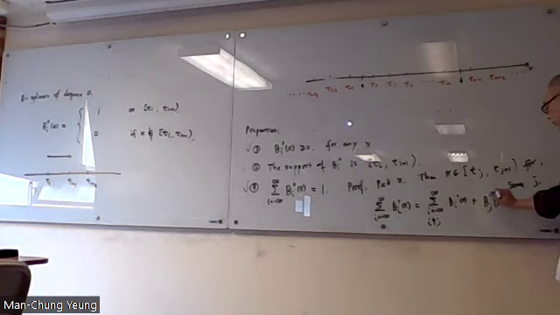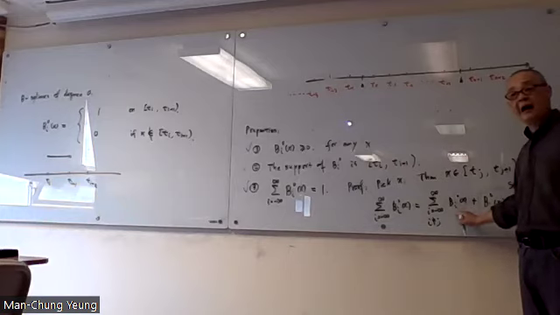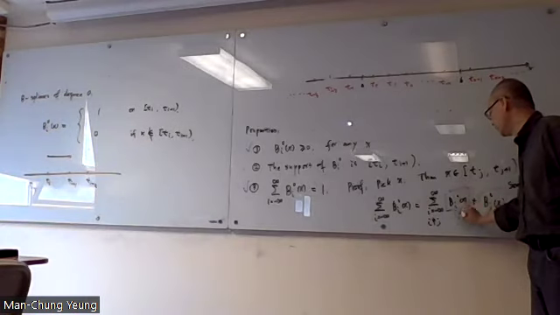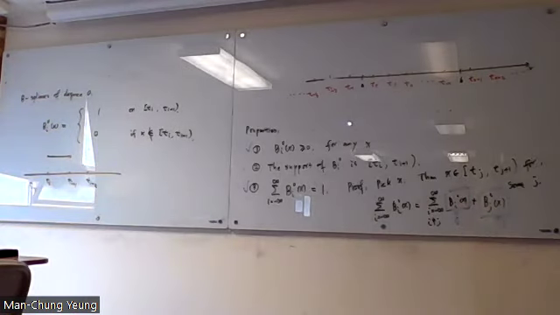But by definition, this is equal to 1. How about the b_i in the sum? All the b_i in the sum are zeros. By definition, so this is a 1.